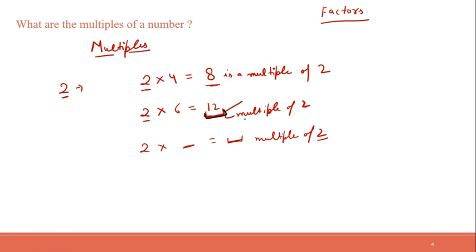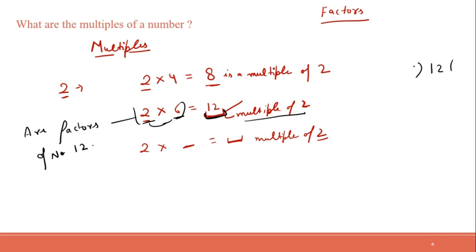But remember, now focus on my words, what I am saying. This 12 is a multiple of 2, but this 2 and 6 are factors of number 12. Got it? Because these are the factors. If I am multiplying these two, I am getting 12. If I divide this 12 by 2, I'll get no remainder. That means this is a factor of 12.